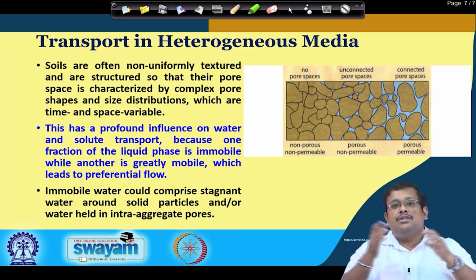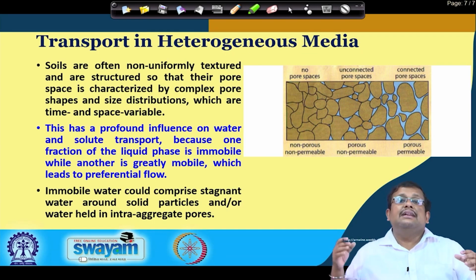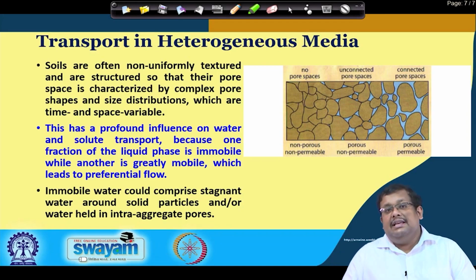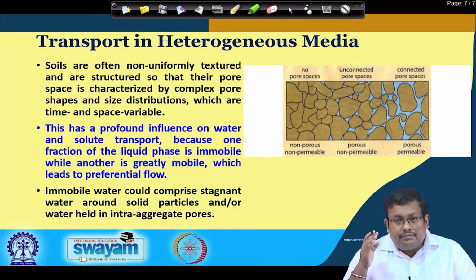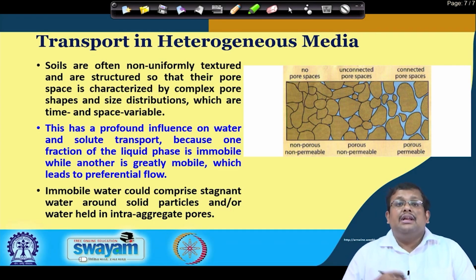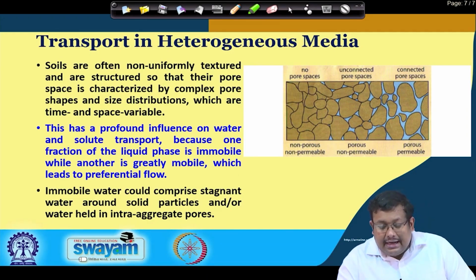But remember that since soil is a heterogeneous mixture and it has a complex network of pores, structure and different phases, it generally allows the liquid to go for a preferential flow. Now, because sometimes the water is immobile. Immobile water could comprise stagnant water around the soil particles and or water held in intra-aggregate pores. So, let us see.